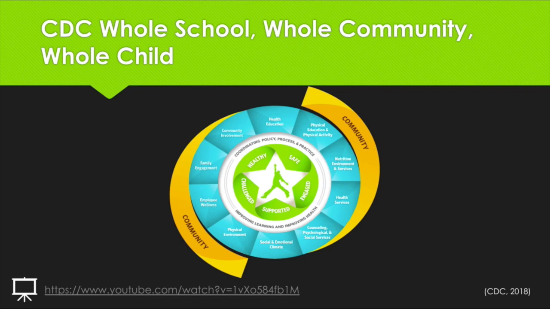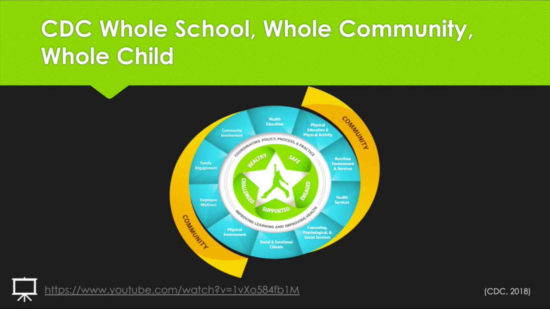What follows along with that is the CDC's whole school, whole child, whole community model, which is showing you at the middle there, you've got the child that's surrounded by a healthy, safe, engaged, supported, and challenged environment, that there are coordinating policies, processes, and practices that improve the learning and improvement of health in general of the child. And then what you can see encircled around that are all the different elements that are impacting that child and impacting that community and that school.